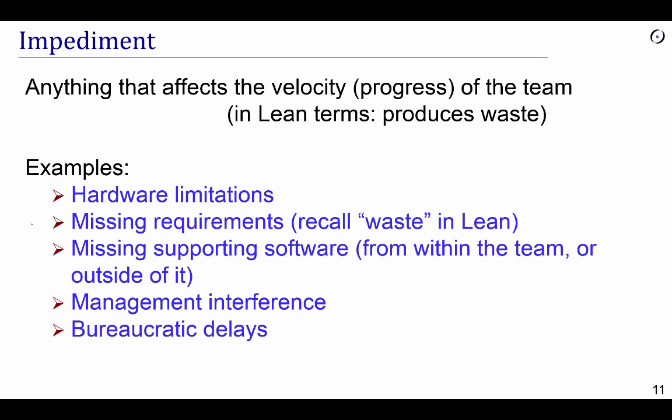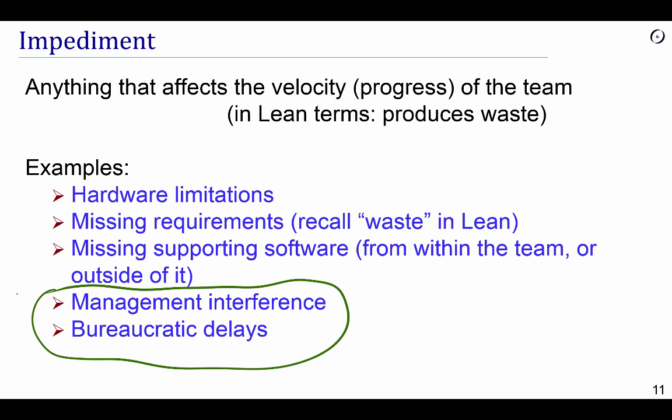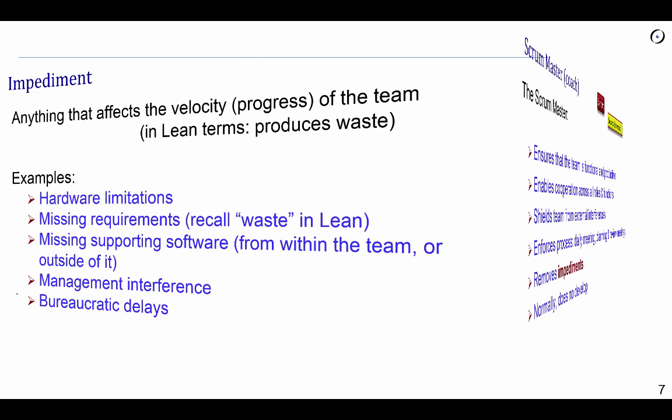You might be waiting for some software from some other group or from within the group, some library element that you need for your work and it's not ready yet. That's an impediment. You might have management interference or bureaucratic delays, and it's going to be part of the task of the Scrum Master to fight these things and make sure the impediments go away.